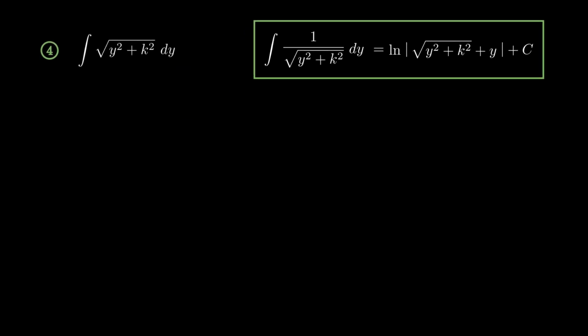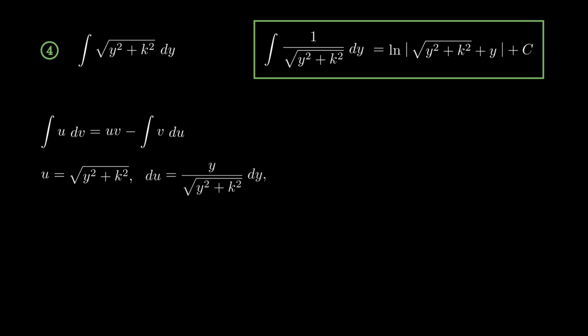The integral of the square root of a quadratic binomial. This integral is a good candidate to be solved using the integration by parts. The formula is integral of u dv is equal to u times v minus integral of v du. In this case, u equals square root of y squared plus k squared, du equals y over square root of y squared plus k squared, dy, dv equals dy, and v equals y.